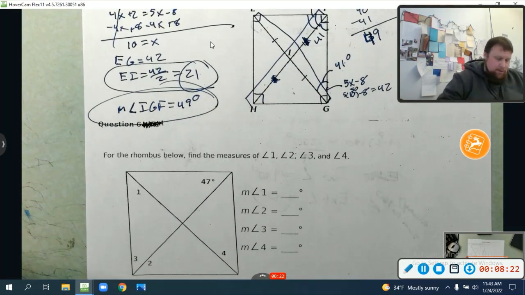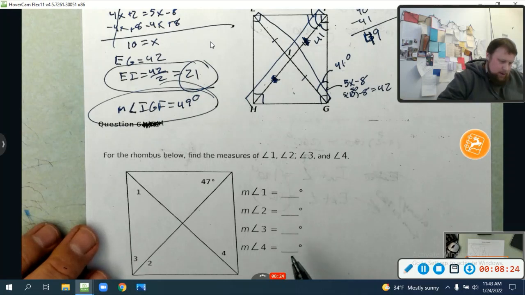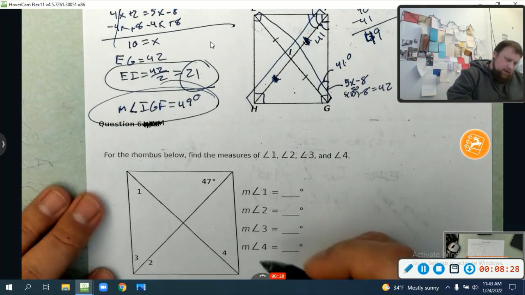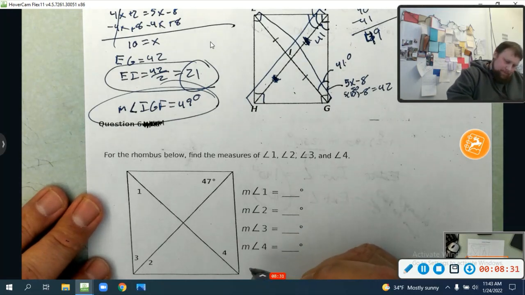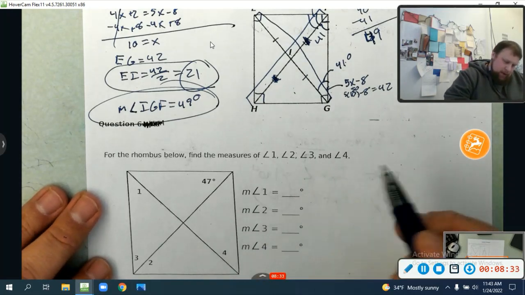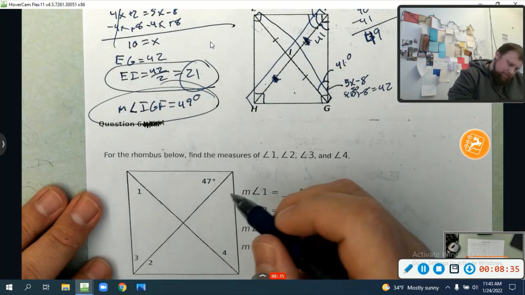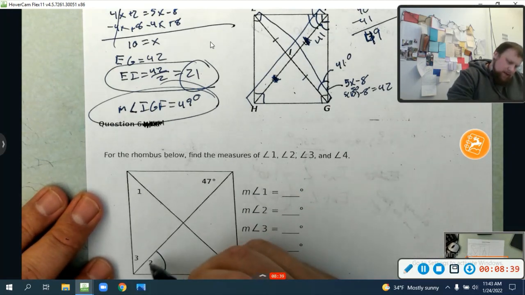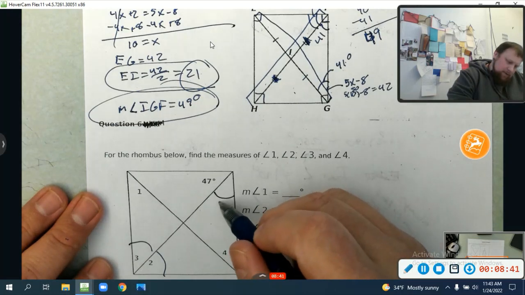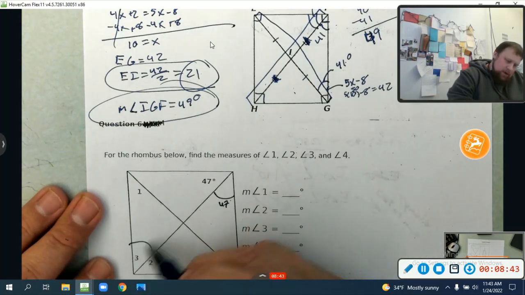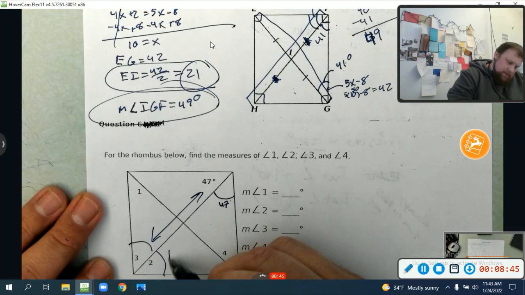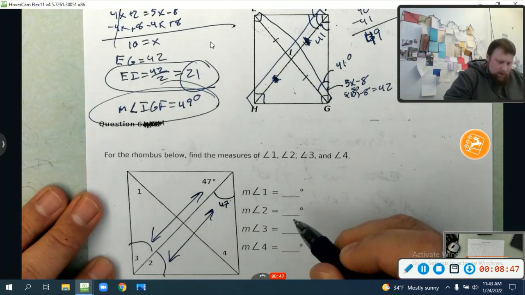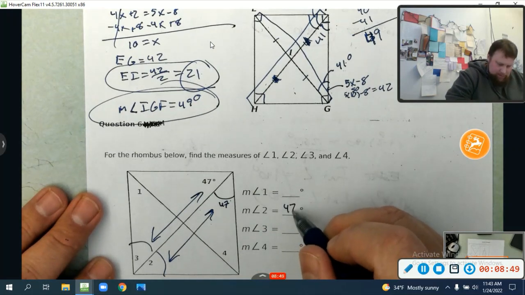Okay, and this last one right here, for the rhombus below, all right, so what do I know? Well, if it's a rhombus, they're all parallel, right? All the same length. I also know that these angles are not only bisected, so this angle equals this angle, so that means that would be 47. But I know the opposite angles are matching. So I know that 3 and 2 are 47.